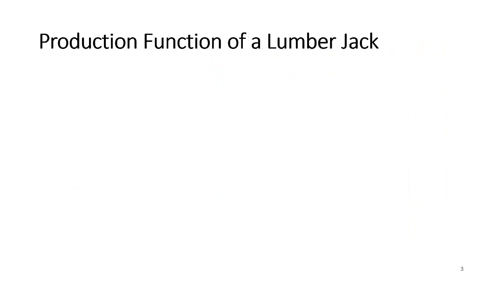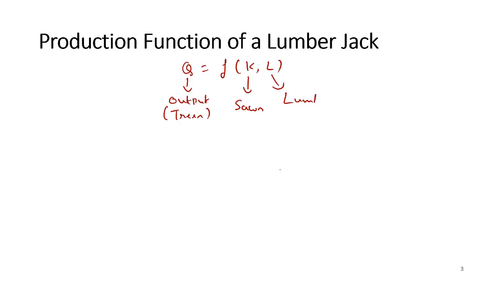We all know a generic production function will look something like this, where Q is a function of K and L, where Q is output. In the case of the lumberjack, this may be the number of trees they are cutting. F is a function. K is the capital. In the case of the lumberjack, these are saws. And L is the labor, basically the lumberjack. So the production function shows you a relationship between saws and lumberjacks, and output would be cut trees.